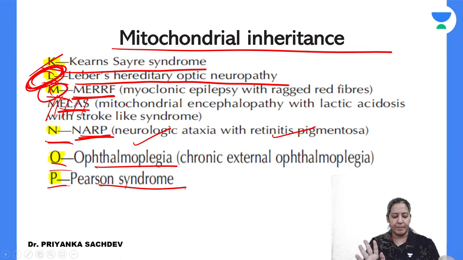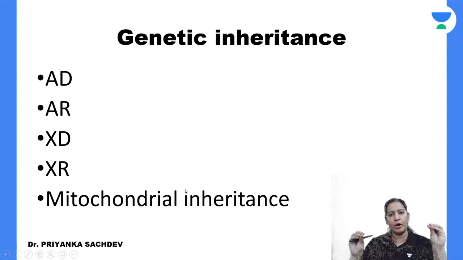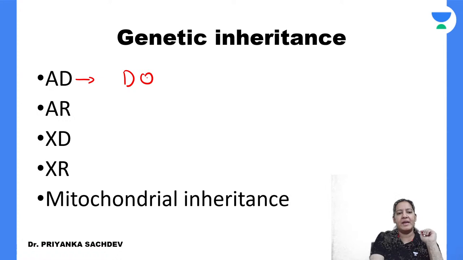So KLMNOP. So let me summarize. Let me give you the summary. I taught you the genetic inheritance. I taught you the various mnemonics, the various examples of all genetic inheritance. So I have given you five mnemonics, right? Autosomal dominant ka mnemonic kya hai? The mnemonic is DOMINANT, D-O-M-I-N-A-N-T.